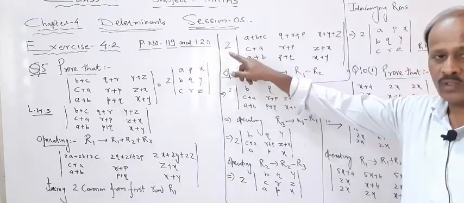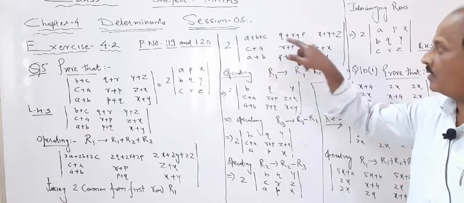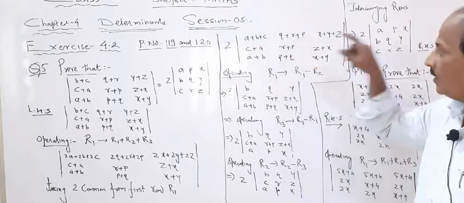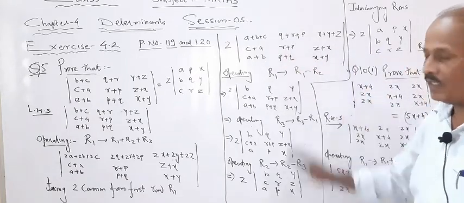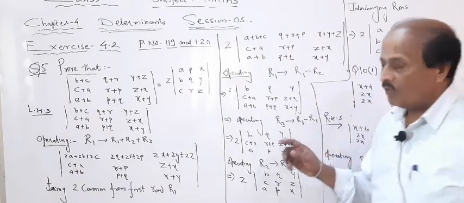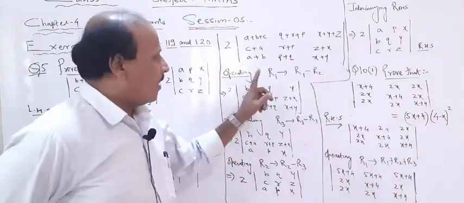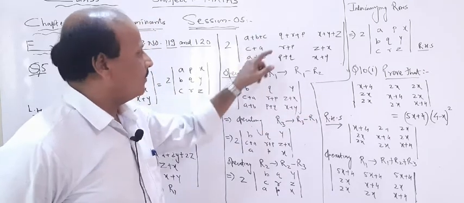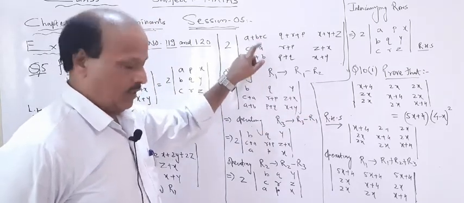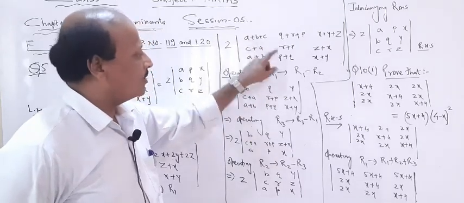As soon as I take out 2 common, our first row remains a plus b plus c, q plus r plus p, x plus y plus z. The rest of the rows and columns are as they are. Now, the new step is important. What I did: R1 is replaced by R1 minus R2, which means row 1 is replaced by row 1 minus row 2. As soon as you do this, you subtract these two rows.